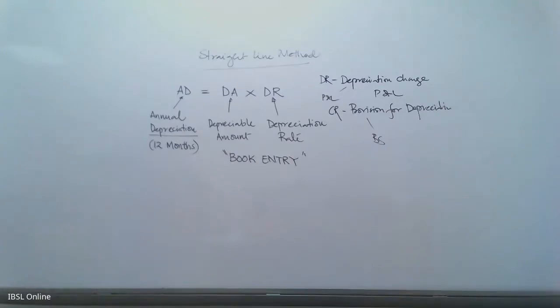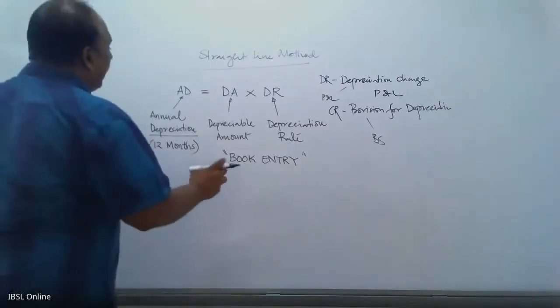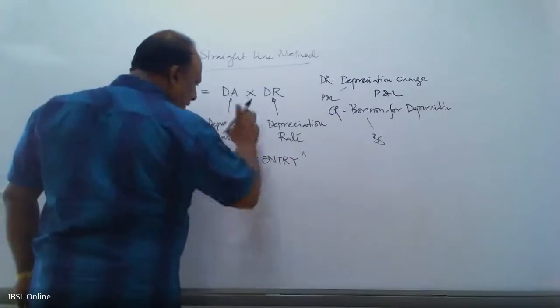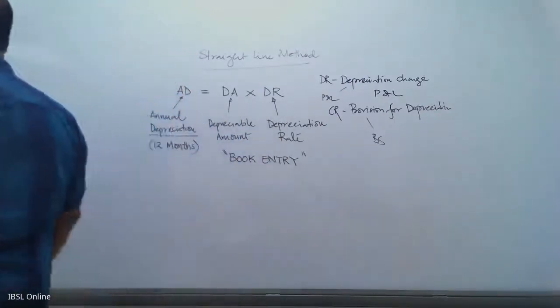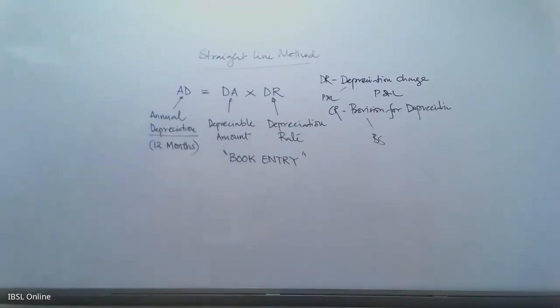So when you are doing the statement of cash flows, you need to know what are the book entries as far as the organization is concerned, and what are the cash impacted entries. That segregation is very much required.